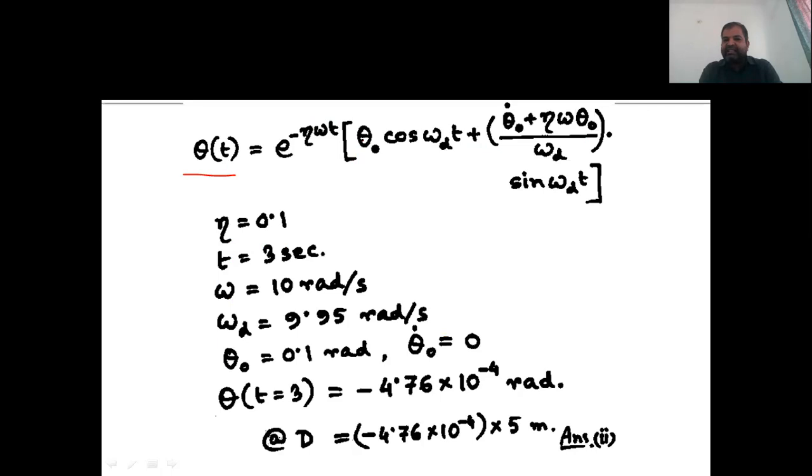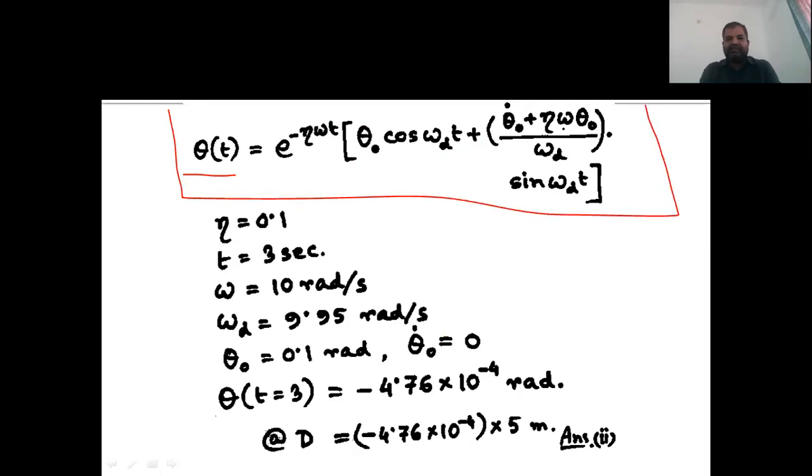have found out A is equal to x0. So here I am putting theta 0, and the B value you have calculated as x0 dot plus eta omega x0 upon omega d, while we are solving this underdamped free vibration case. So this is basically the general form of the underdamped free vibration case.